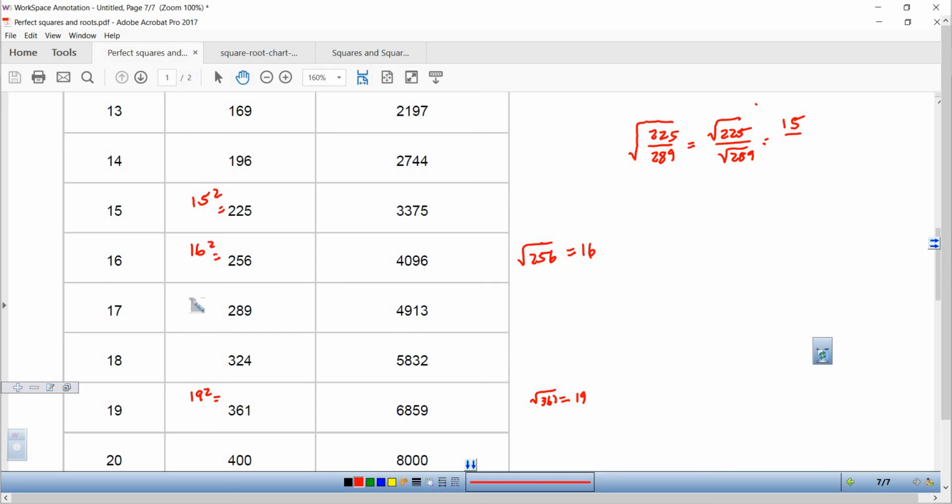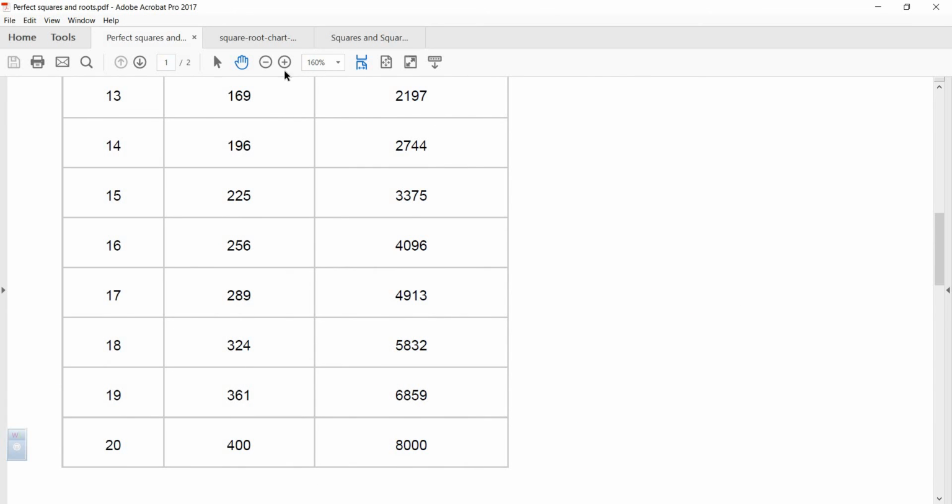And 289, since 17 squared is 289, the square root of 289 is 17. So you can see when we took the square root of the quotient of perfect squares, we got a rational number. Okay? All right, so that's how square roots work.